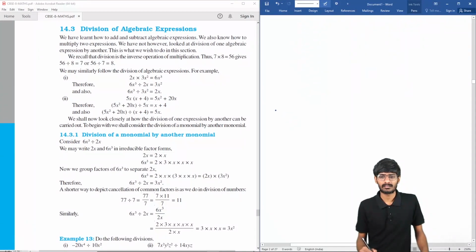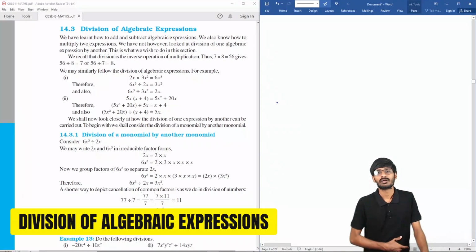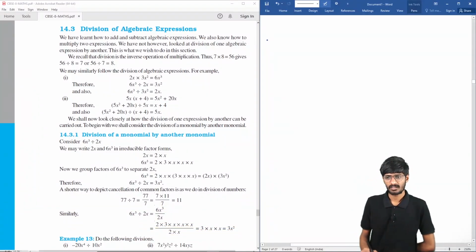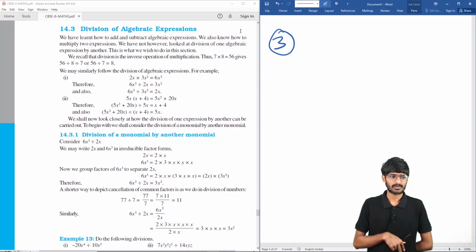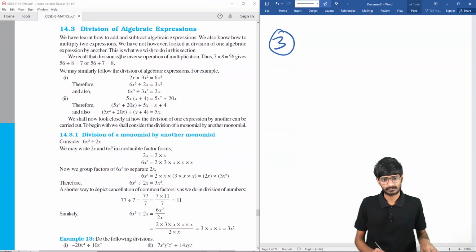So the next problem is regarding division of algebraic expressions. Okay students, division of algebraic expressions. How to do this task? How to divide? We have learned about adding algebraic expressions, we have learned about multiplying them, but how to divide them? Okay students, in the case of normal natural numbers, how do we do the division?